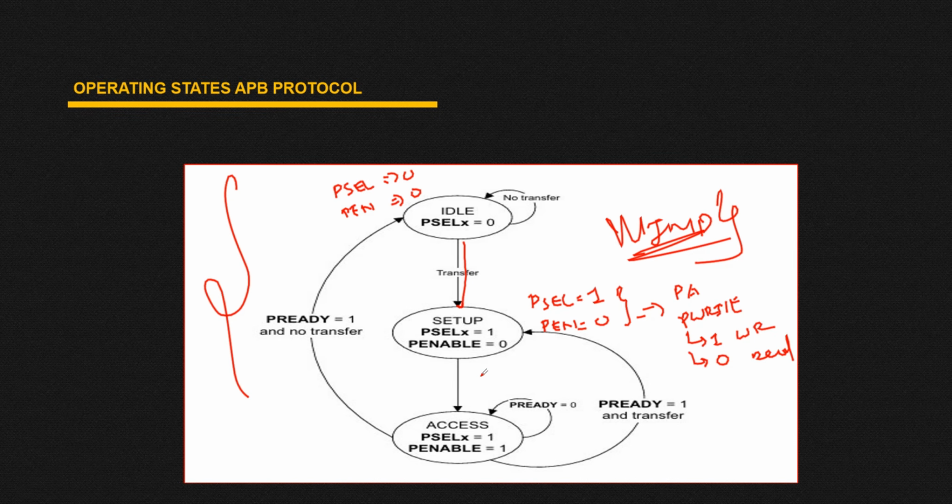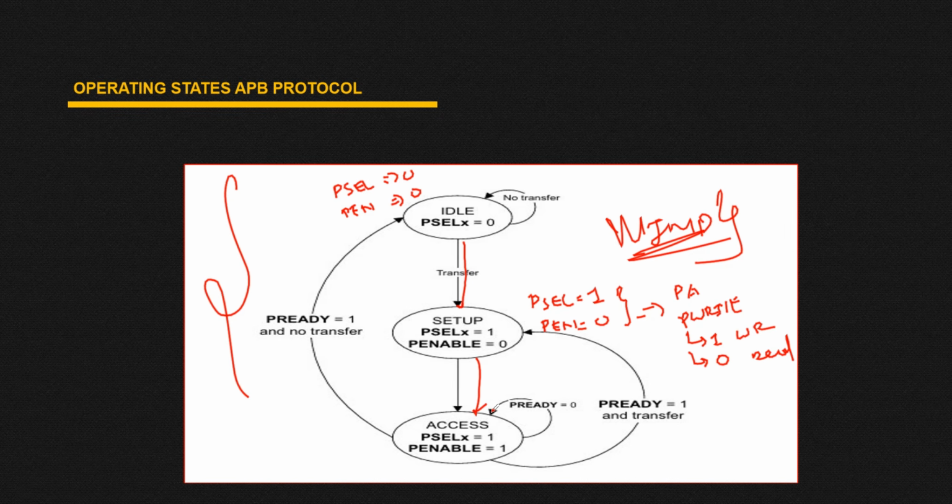Then in the next clock cycle you can assert your PENABLE high, and see, this is the mandatory condition. If you are in the setup phase, in the next clock cycle you must go to your access phase. In order to move from the setup phase to the access phase, you just have to assert your PENABLE signal high.